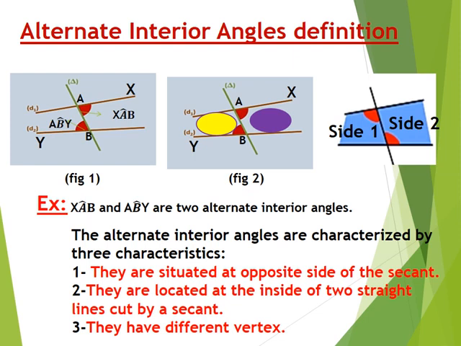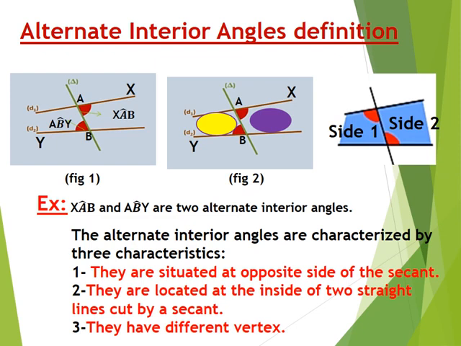As we see, the two alternate interior angles are located at opposite sides from the secant, one on the right and one on the left. Figure number 2 allows us to see how these two alternate interior angles are located at opposite sides of the secant. As I recently said, the angle XAB is located at the right side of the secant, colored in purple, while the other angle ABY is located at the left side of the secant, colored in yellow in this figure.